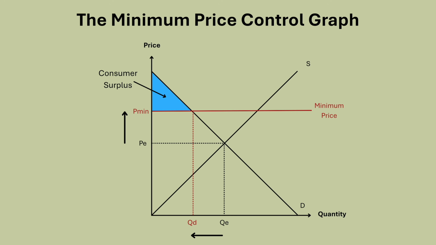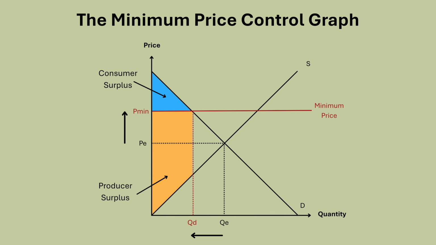Producer surplus is this orange shape. The price increases from PE to P-min, so producers receive more money for each thing that they sell. But quantity, however, decreases from QE to QD, so they are selling less stuff. So the producer surplus stretches from the price that producers are willing to sell something for, so the supply curve, up to the price that they actually sell it for, so P-min, and it goes out to the quantity that they sell, QD.